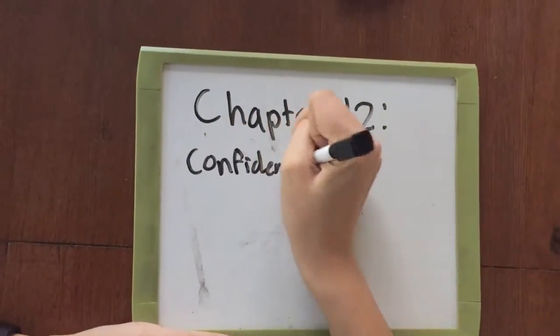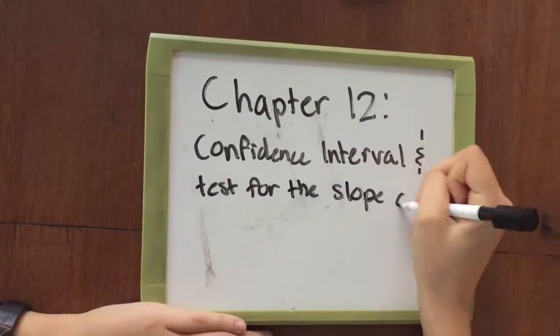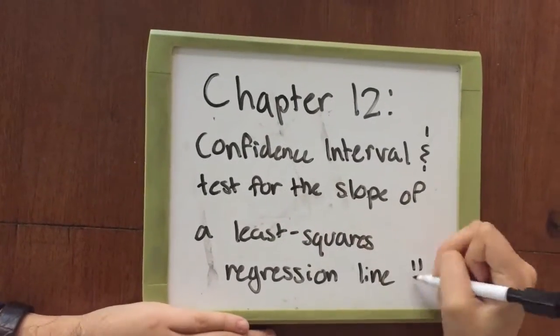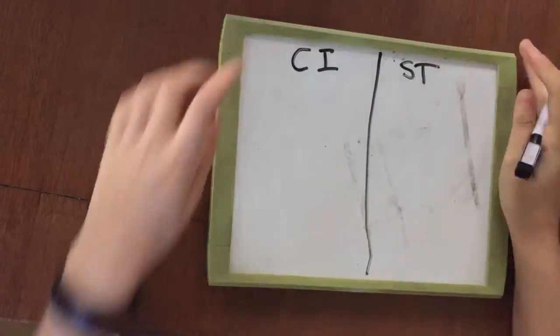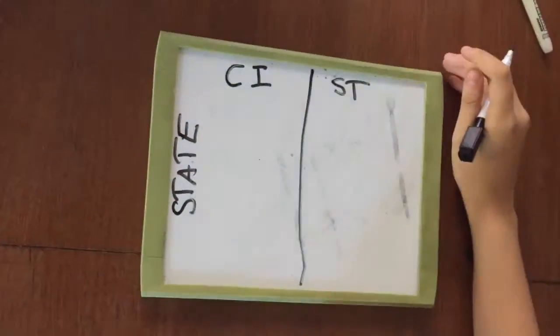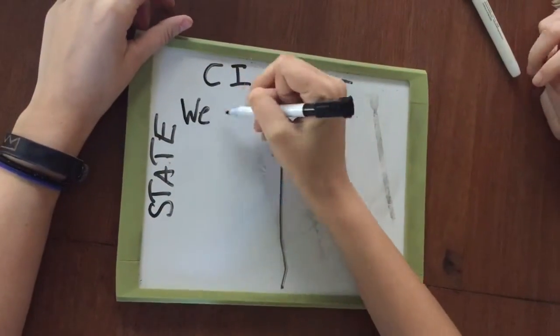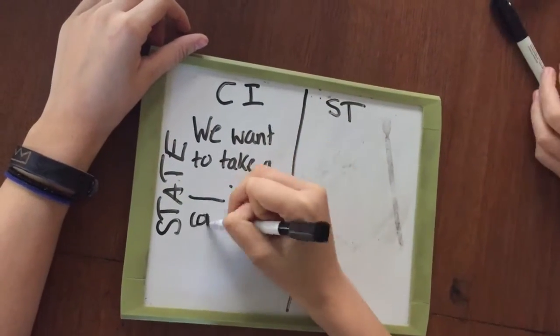Today we are going to discuss Chapter 12, Confidence Intervals and Tests for the Slope of a Least Squares Regression Line. I'm going to talk about the state, plan, do, conclude for confidence intervals and significance tests. Typically for a confidence interval, we would say we want to take a blank percent confidence interval for the slope of the regression line.